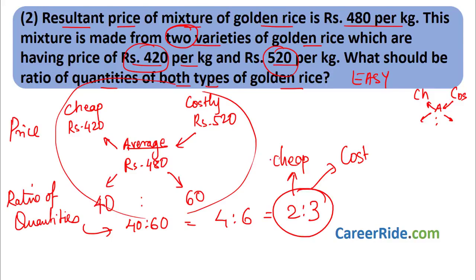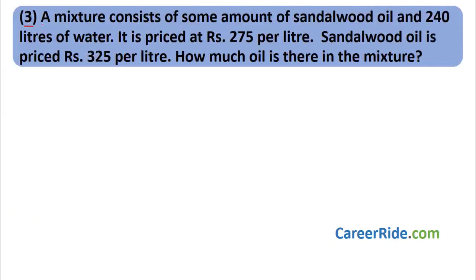Now moving to the next question. Question number 3. A mixture consists of some amount of sandalwood oil and 240 liters of water. It is priced at rupees 275 per liter. Sandalwood oil is priced at rupees 325 per liter. How much oil is there in the mixture? Again, it is a very easy sum. We have to use the same technique and the same trick which we have learned.